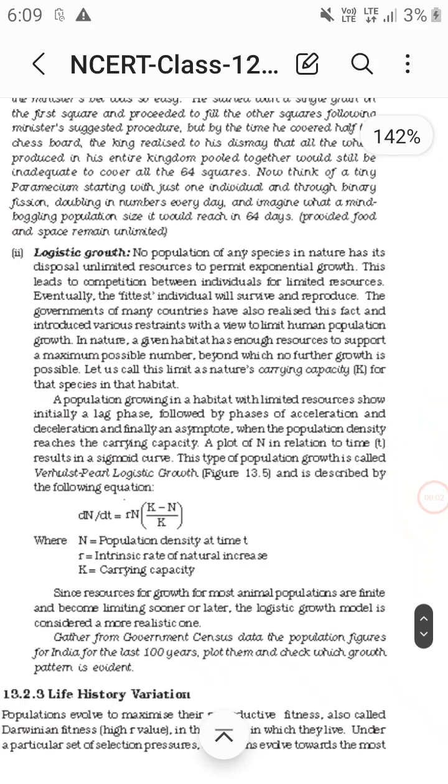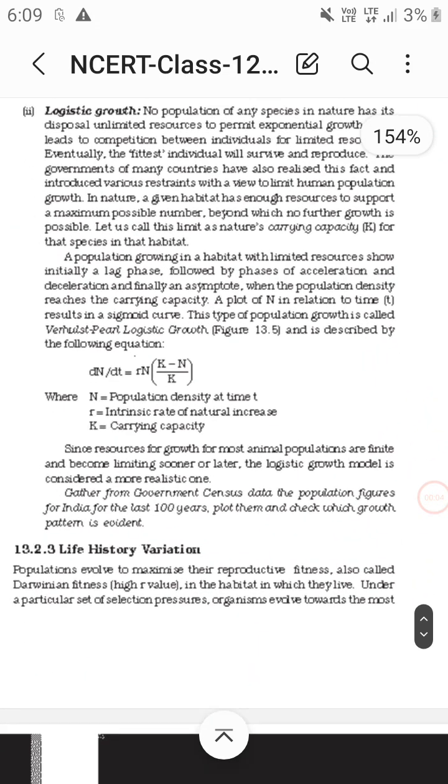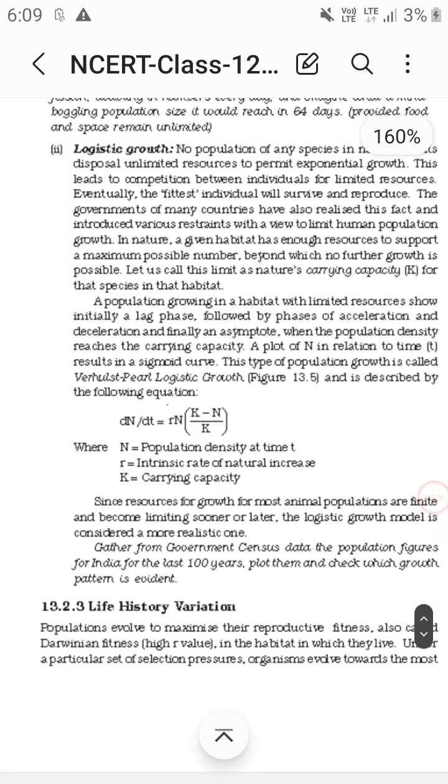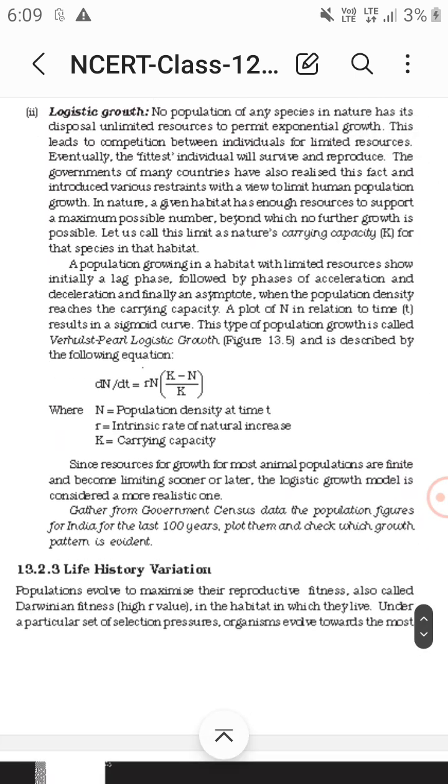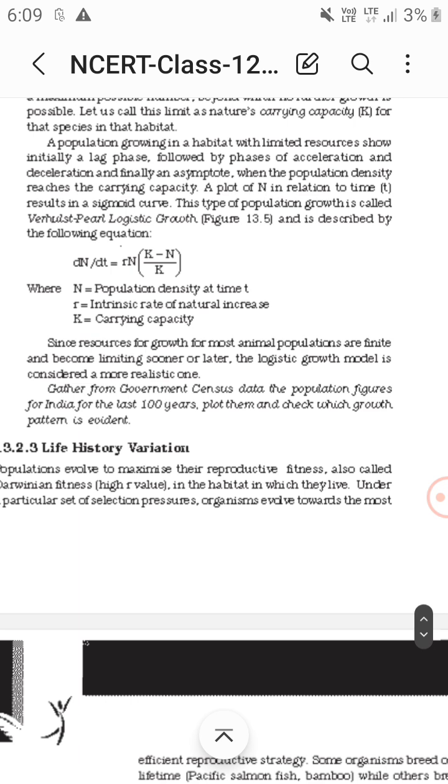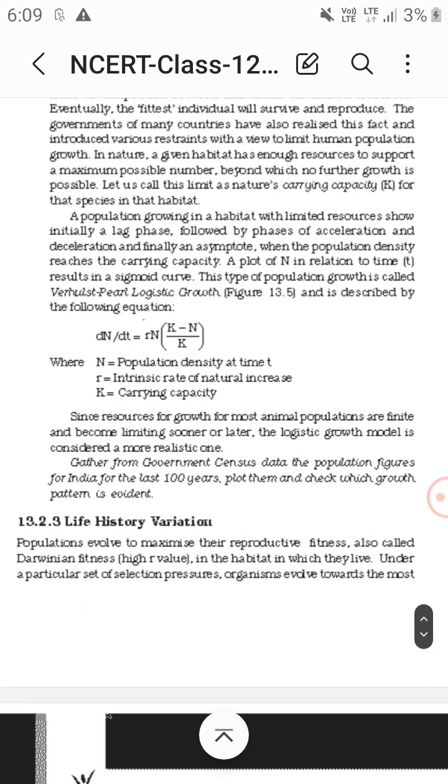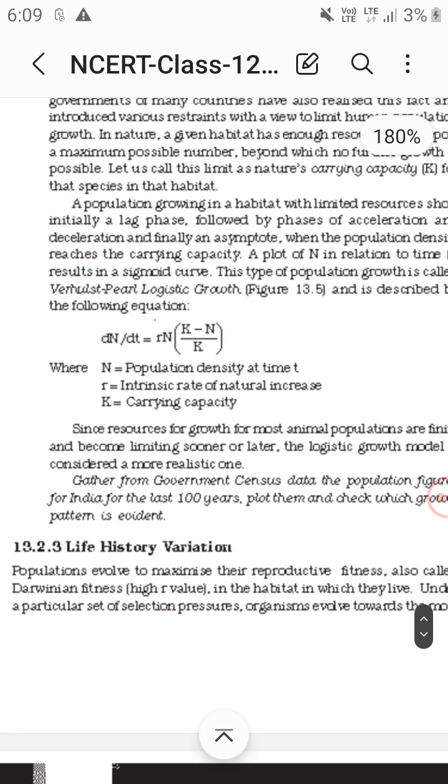So in the logistic growth, that is the second graph, the expression is dN/dt = rN (K − N)/K. So N is the population density at time t, r is the intrinsic rate of natural increase, and K is the carrying capacity.